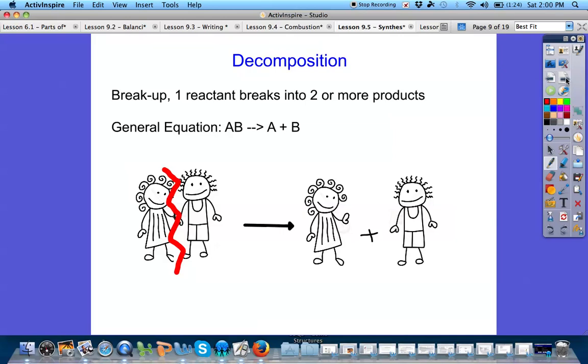We talked about synthesis is the couple getting together. In decomposition, maybe this is after Valentine's Day. You're like, man, this relationship is too much work, and so you just decide to break it off and be friends. And so the one couple splits up into two individuals.